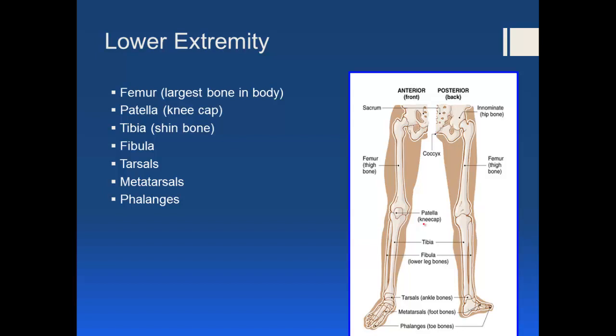So lower extremities. They start from the top of the leg, the thigh, which is also known as the femur. This is the backwards leg. This is the frontwards leg. In the front, your kneecap is also known as the patella. Your shin bone, the one that you can feel, is the tibia, and in the back is a much smaller bone called the fibula. Your ankle bones are called tarsals, foot bones are called metatarsals, and the toe bones are called phalanges.